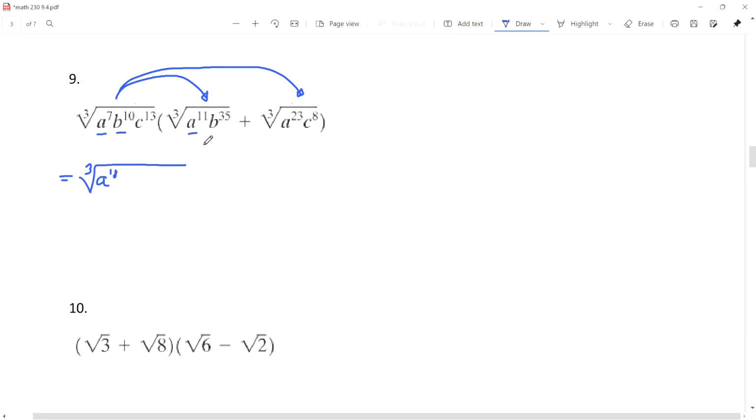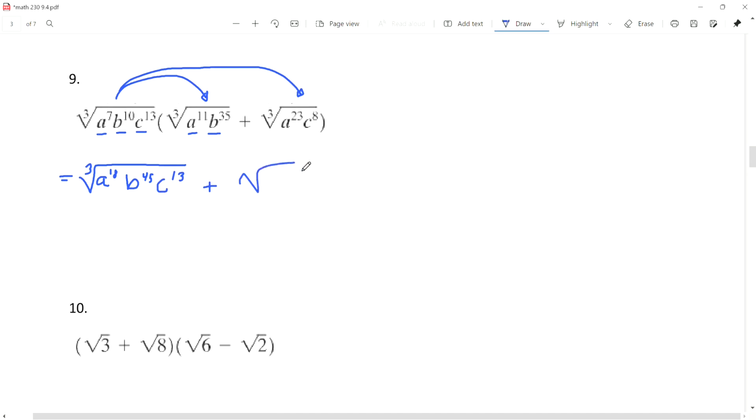We have b to the 10th times b to the 35th. We're going to add that together. That's b to the 45th. And since there's no c's inside this radicand, we're just going to put that c to the 13th on the inside.